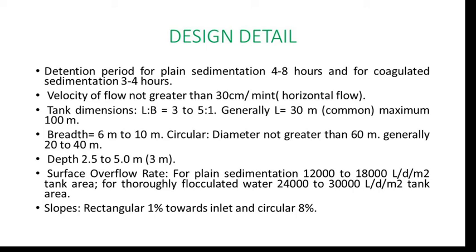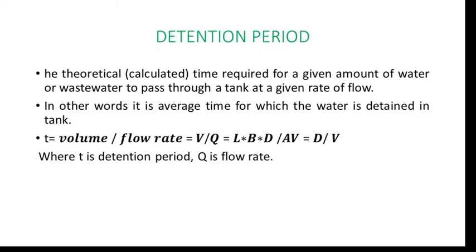Generally the bottom floor slope is considered as 1 in 100 with a mechanical scraper for the removal of sludge for a rectangular tank, and in case of a circular tank it is considered as 8%. So the slope for rectangular is 1% towards the inlet, and for the circular it is 8%. So these are the various design criteria considered during the design of a sedimentation basin.